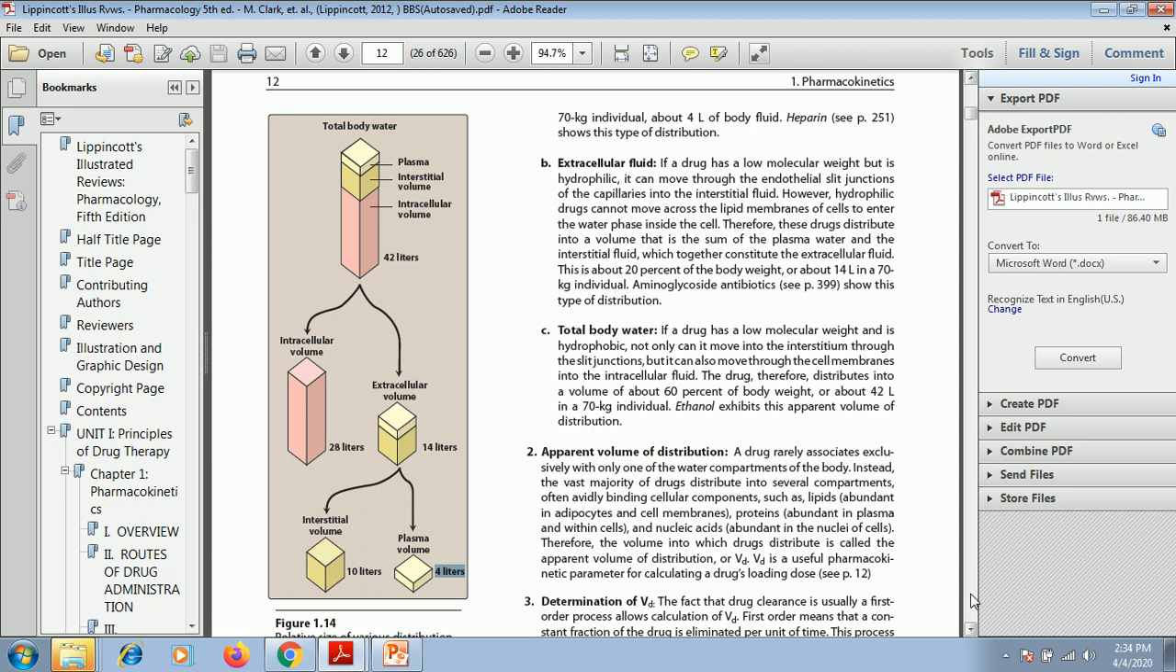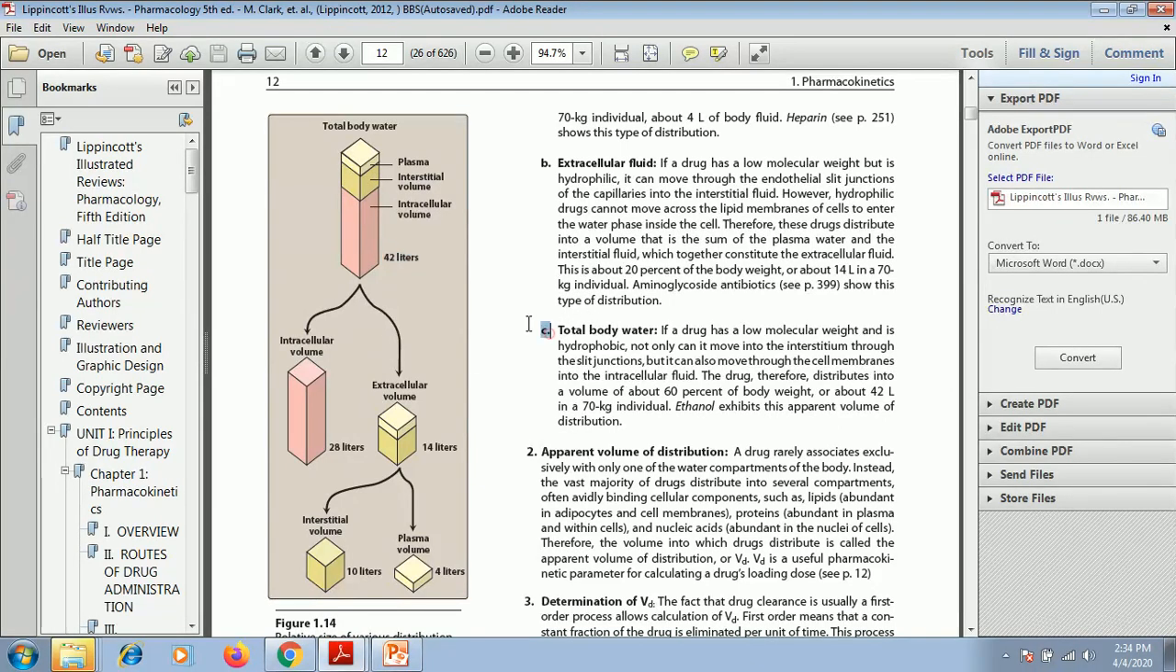Volume of distribution is a hypothetical volume in which a drug distributes itself. If the drug only distributes itself into the plasma, then the volume of distribution will be low, only 4 liters. If the drug distributes itself into the interstitium as well as plasma, then the volume of distribution would be 14 liters. And if the drug distributes itself into whole body water, that will be 42 liters.